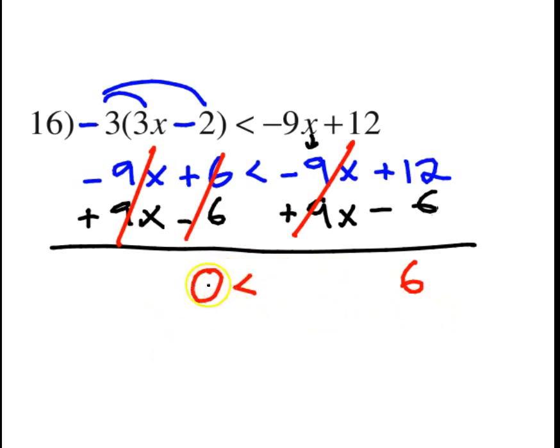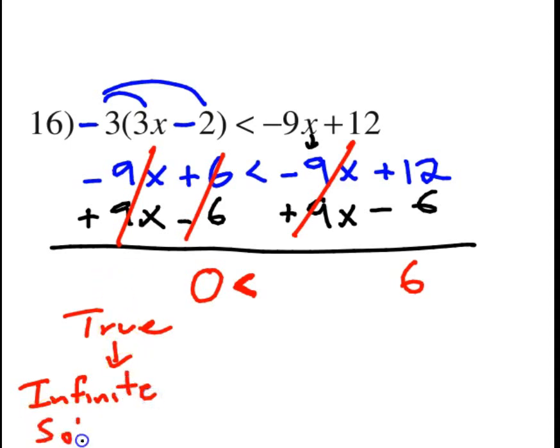So ask yourself, is 0 actually less than, smaller than 6? It's true. 0 is smaller than 6. That is a true statement, which means there are infinite solutions. Infinite solutions. Okay. Now, if it was false, we would have had no solution.